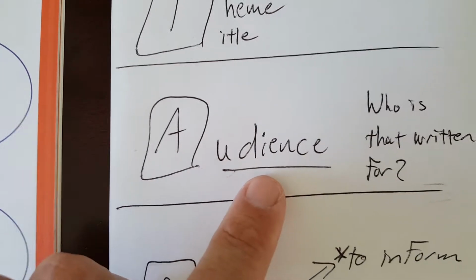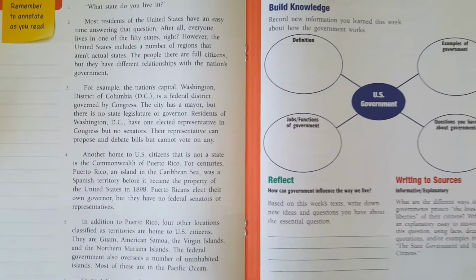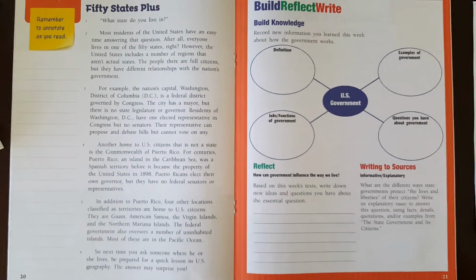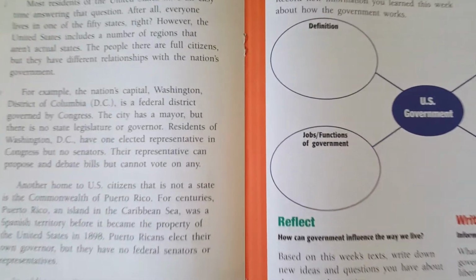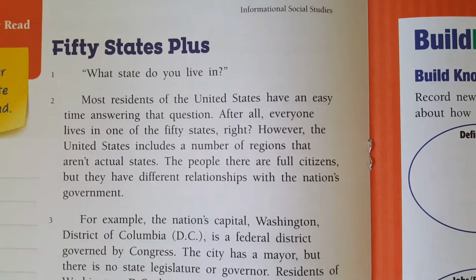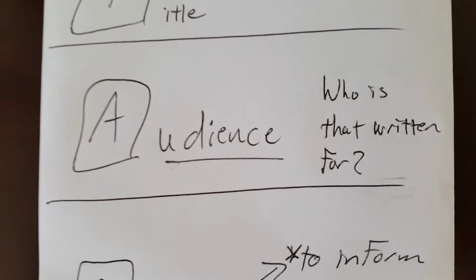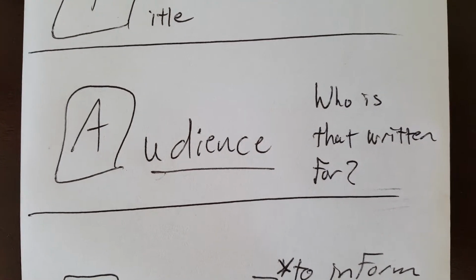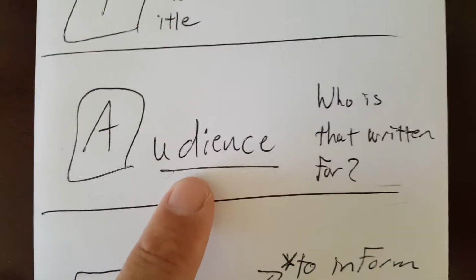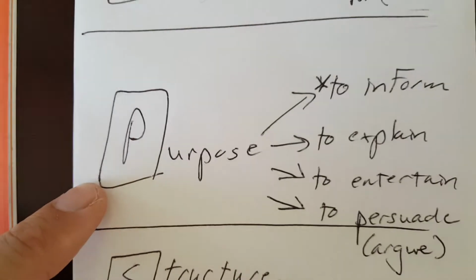A stands for audience. Anytime you read something, it doesn't matter what it is, whether it's from your social studies book, science book, a fun book that you're reading to entertain yourself, or another type of text, always keep in mind, what are those words being used for? Who is the audience? Next, purpose.